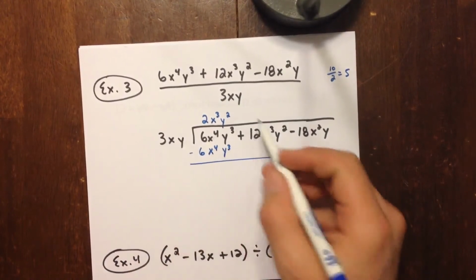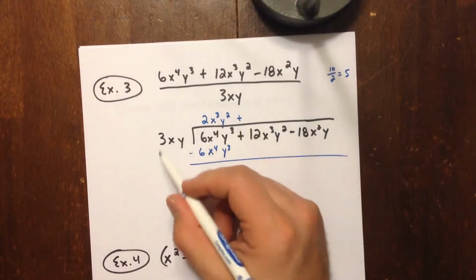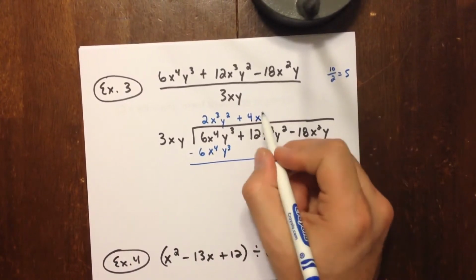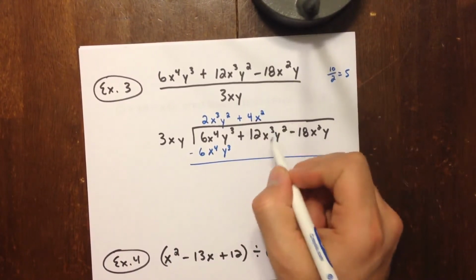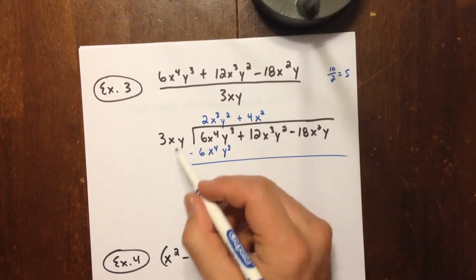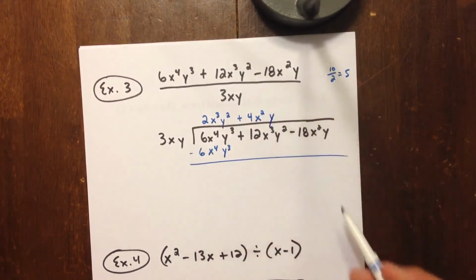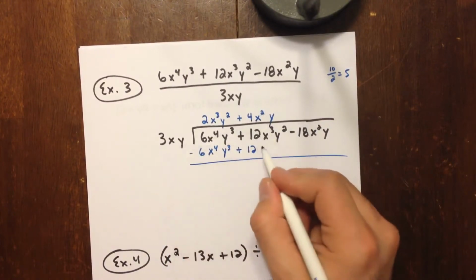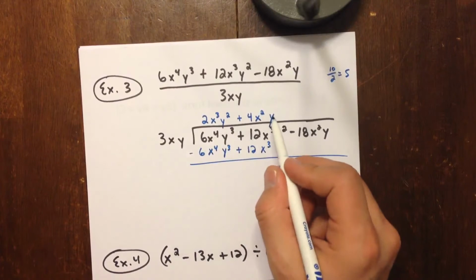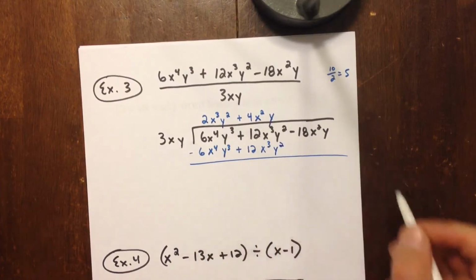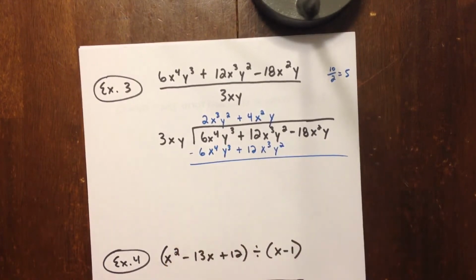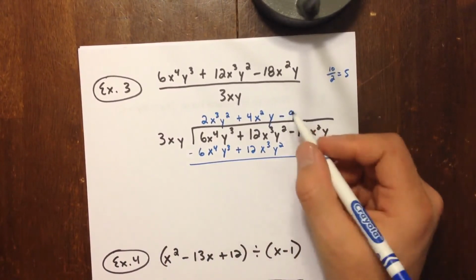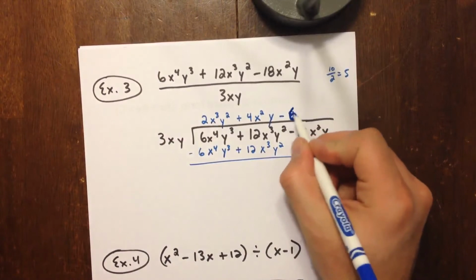Alright, so 3 goes into 12 4 times. X goes into x cubed x squared. X squared times y goes into y squared y. Because when you multiply it back through, you'll get 12. X squared times x is x cubed. Y times y is y squared. So again, it's canceling out. 3 goes into negative 18 negative 6 times.